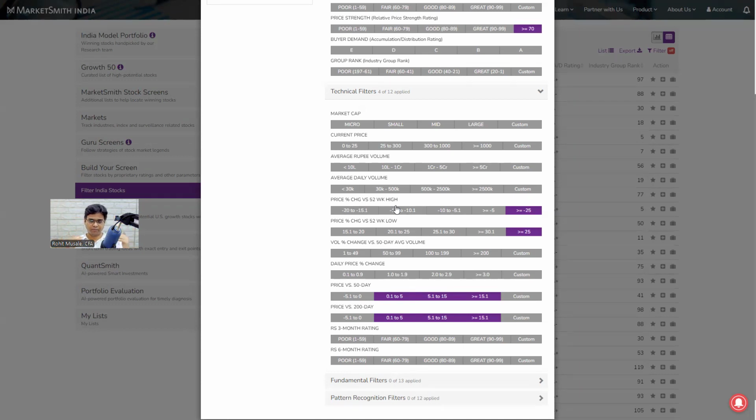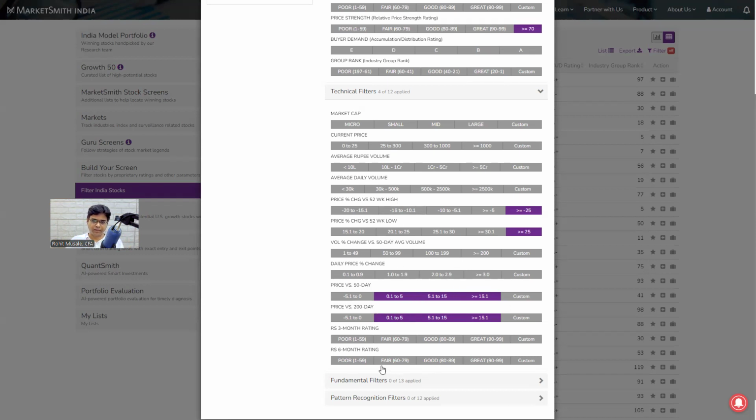Okay, again, 52-week low. If this is the 52-week low of the stock, he wants the current price to be at least 25% above the 52-week low. He doesn't want to buy stocks which are hitting new lows because those are stocks with problems. Okay, so very simple criteria.